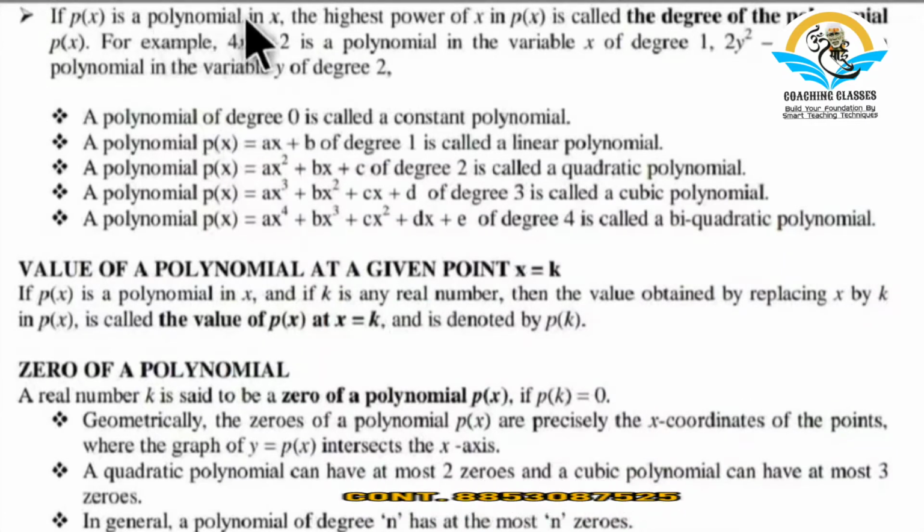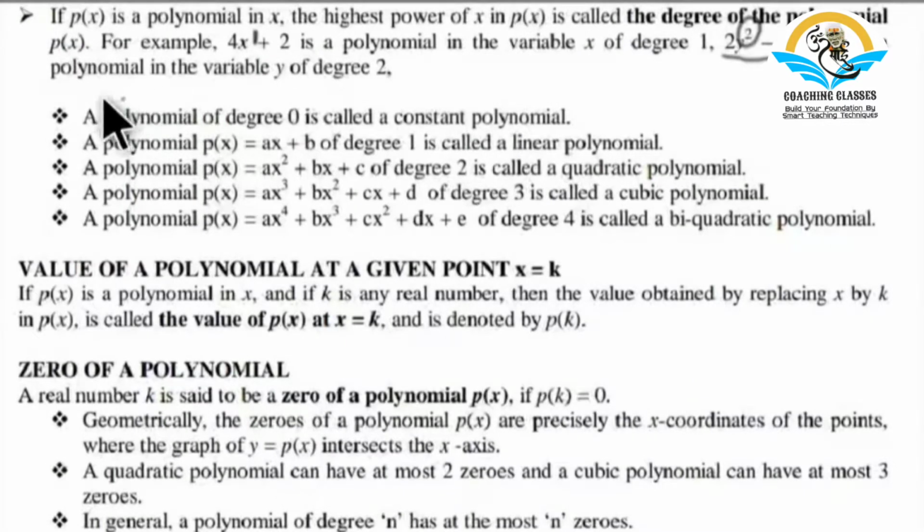Next is the degree. If p(x) is a polynomial in x, the highest power of x in p(x) is called the degree of the polynomial. Let us see by example. Here the example is 4x plus 1. Here the highest power is 1, so the degree of this polynomial is 1. By the second example, 2y square minus 3y plus 4, the highest power is 2, that is, the degree of this polynomial is 2, and this polynomial is in variable y.